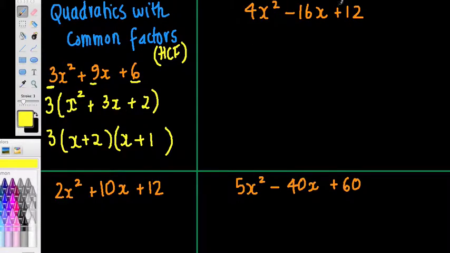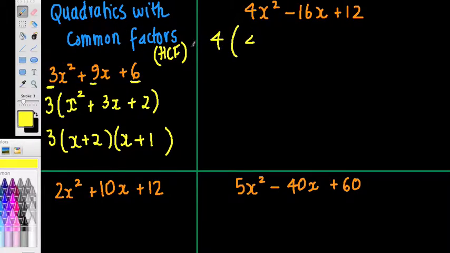Okay, I'll do this one on the right. Let's have a look. This number out the front. You should always be checking whether this number here goes into these two terms. And it does. 4 4s are 16, 4 3s are 12. Okay, so let's take that out.